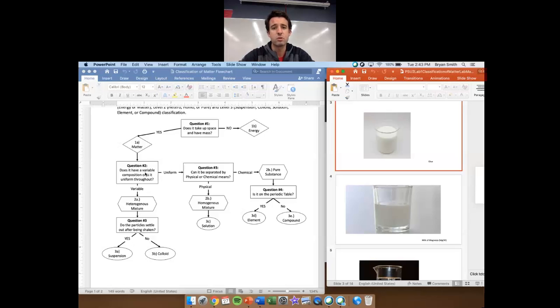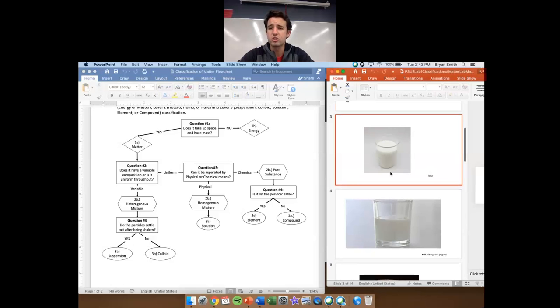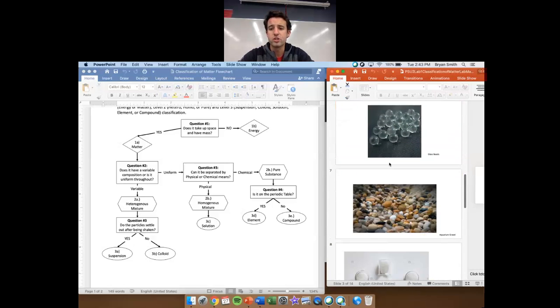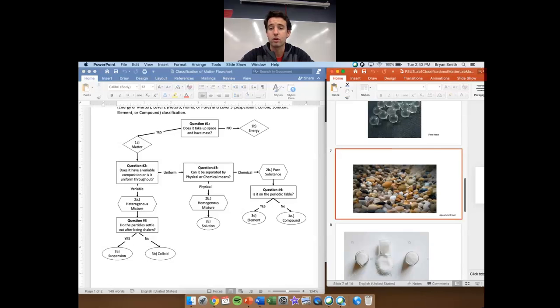Another way of saying this: variable composition would be asking, does it look chunky? And uniform throughout, does it look smooth? For example, glue here looks to be pretty much the same throughout. Versus if we look at something like the aquarium gravel, it looks different. All these pieces have different colors, different sizes, different shapes. They're not the exact same color, size, and shape. If something's the exact same color, size, and shape, we're thinking uniform. If it has different colors, sizes, and shapes, we're thinking variable. Let's say we're dealing with aquarium gravel. Then we move on to question 3.